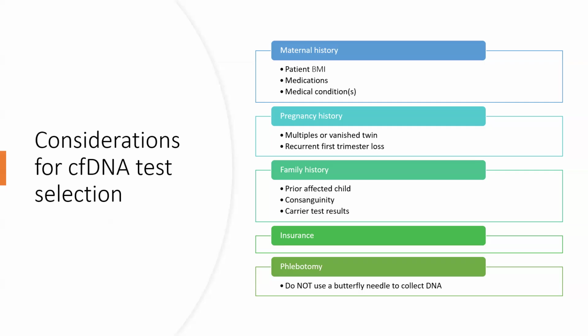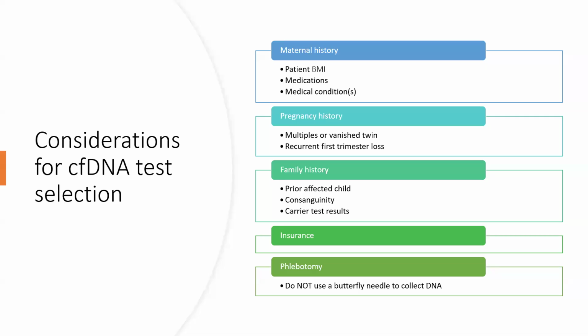Family history can play a role. If you have a prior affected child, that can also inform maybe a better, more comprehensive diagnostic test rather than cell-free DNA screening. If you have a consanguineous couple, that can also affect cell-free DNA, especially the ones using the SNP-based technology, because the fetal and the maternal genotypes are so closely related due to this consanguineous relationship that the lab has a hard time distinguishing and providing accurate results.